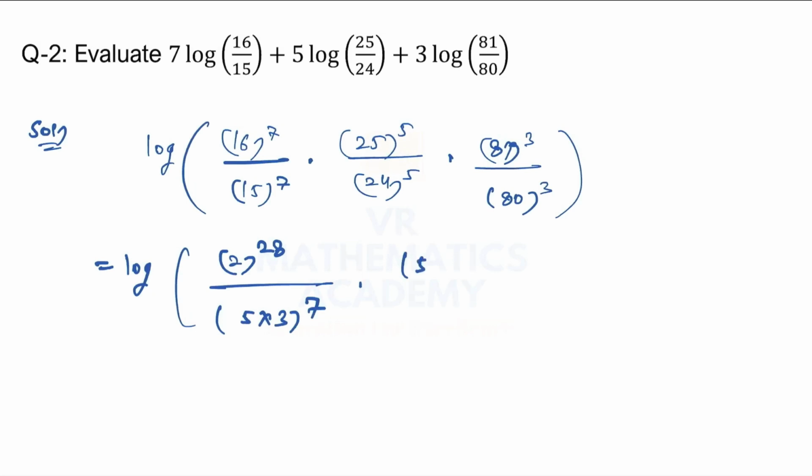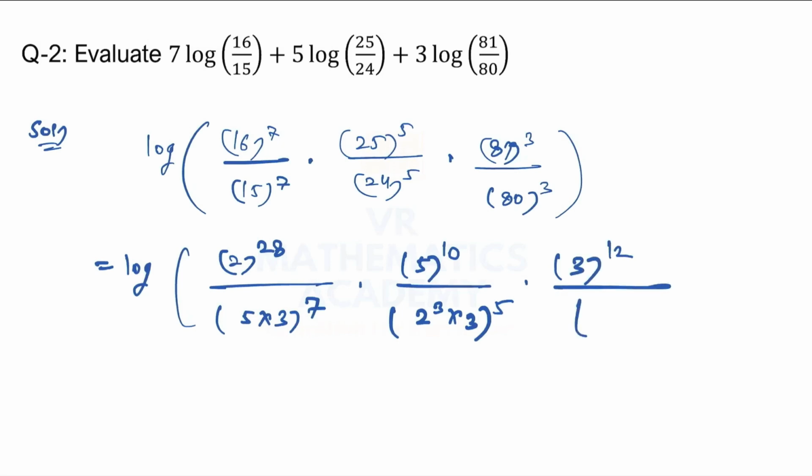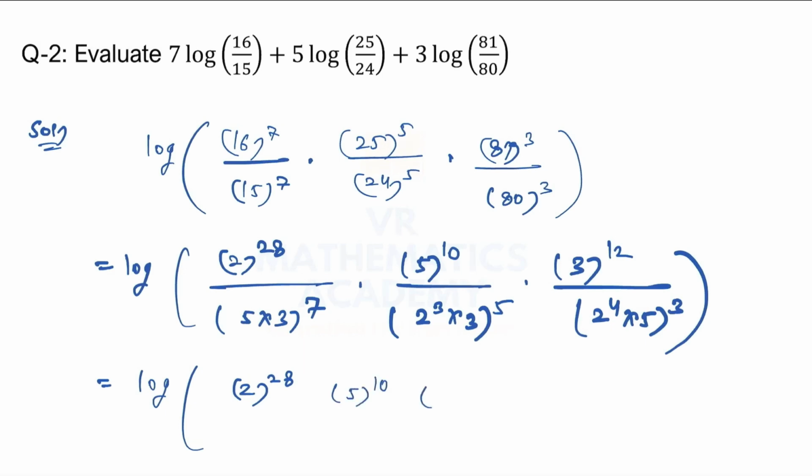25 can be written as 5 squared, so it will be 5 raised to the power 10. 24 can be written as 2 raised to the power 3 into 3 raised to the power 5. And 81 can be written as 3 raised to the power 4, so this will be 3 raised to the power 12. And 80 can be written as 2 raised to the power 4 into 5 raised to the power 3. Now we can convert it as logarithm of 2 raised to the power 28, 5 raised to the power 10, 3 raised to the power 12 over.